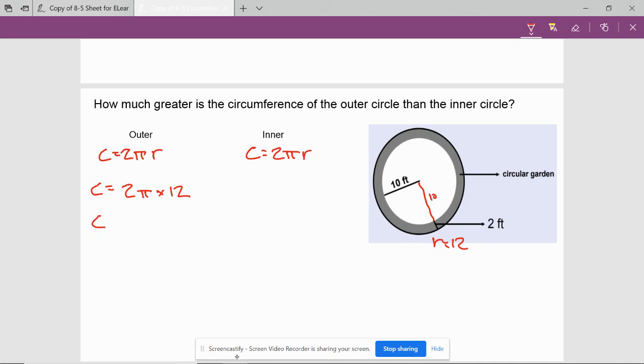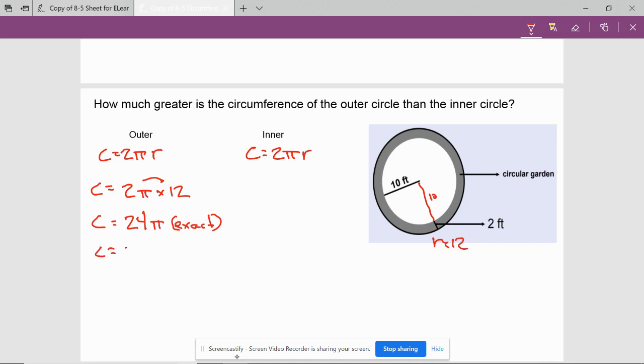So we get circumference, 2 times 12 is going to be equal to 24 pi. Now this is our exact number. Okay, nothing's going to change that. That's not approximate. That's exact. Okay, so let's go ahead and finish it out.